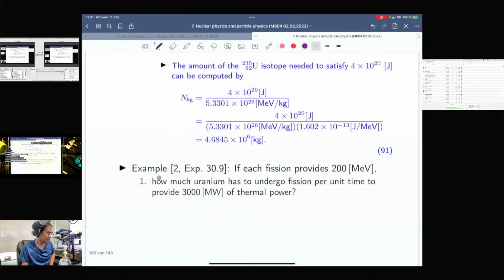Okay, let's move to the second example. If each fission provides 200 mega electron volts, how much uranium has to undergo fission per unit time to provide 3,000 megawatts of thermal power?